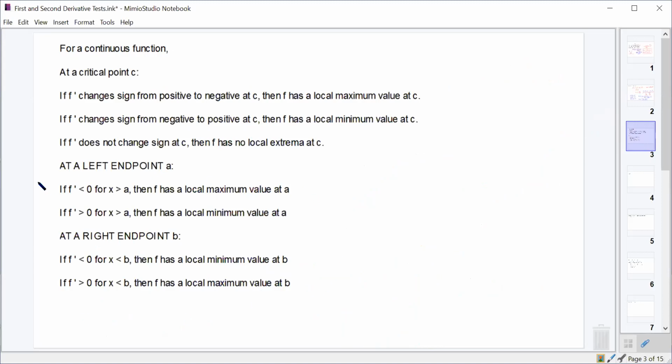Okay, and then we can do the same thing with the endpoints. If at an endpoint the derivative is positive to the right of it, then we have a local min, and vice versa. That makes sense?